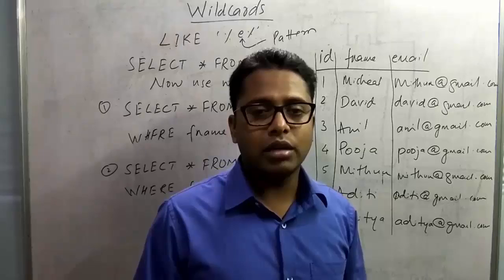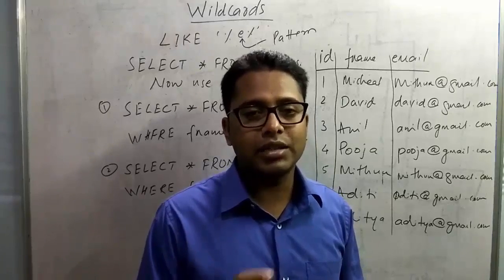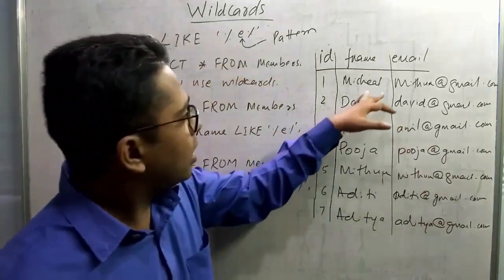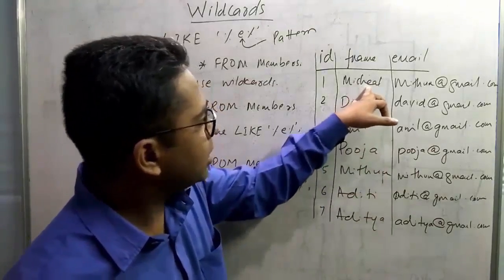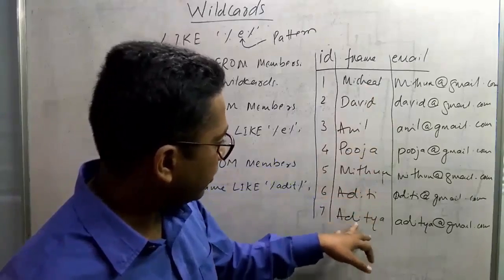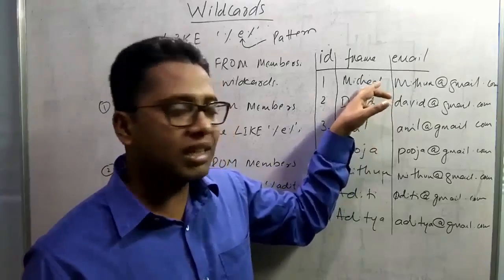Okay, so how can you fetch all the records which are having E as one of the letters in their first name? So here you can see, if I try to look at this table, this one Michael is having E in their first name, and then we are having only one record who's having E inside their first name.